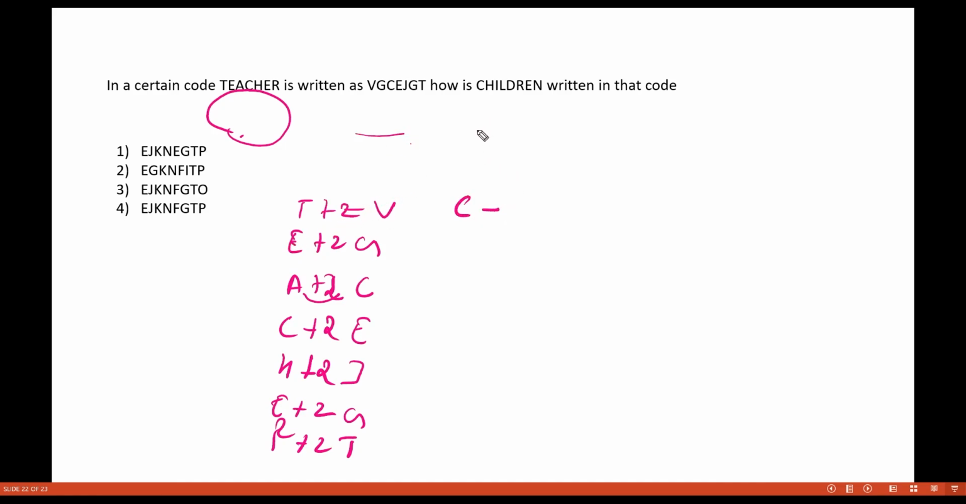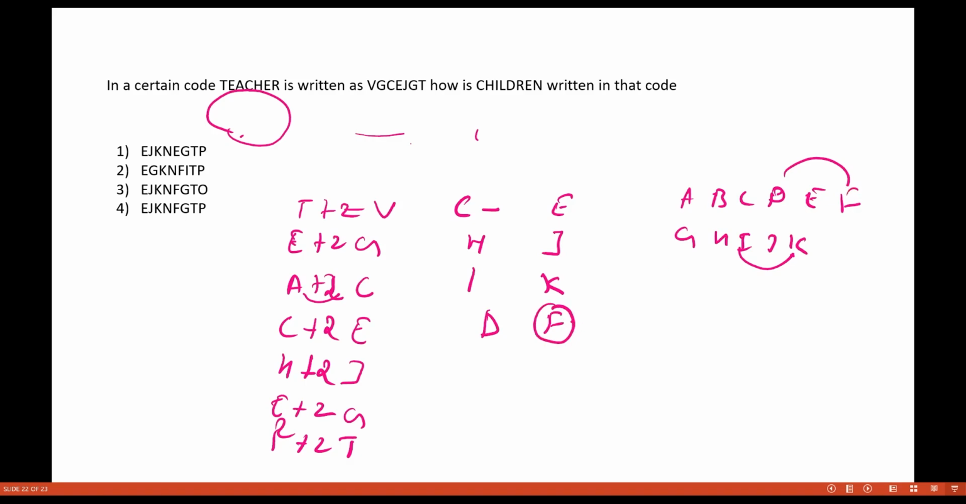Now C will be written as what? C will be written as E, H is written as J, I will be written as what? Obviously, A, B, C, D, E, F, G, H, I, J, K. So you'll write this as K. D will be written as F. R will be written as what? R will be written as T. E will be written as G again. And see, till now I think you have your answer.